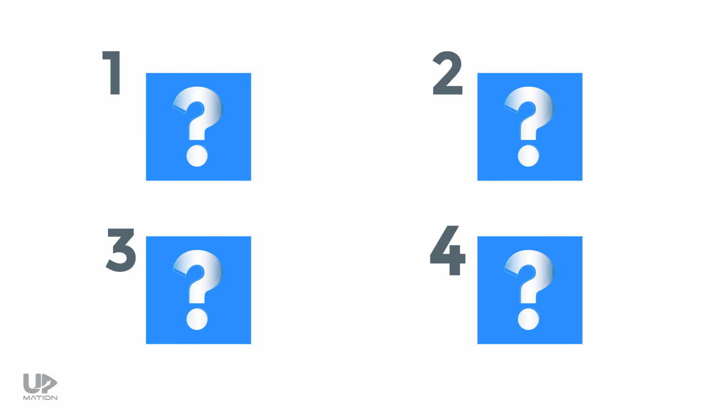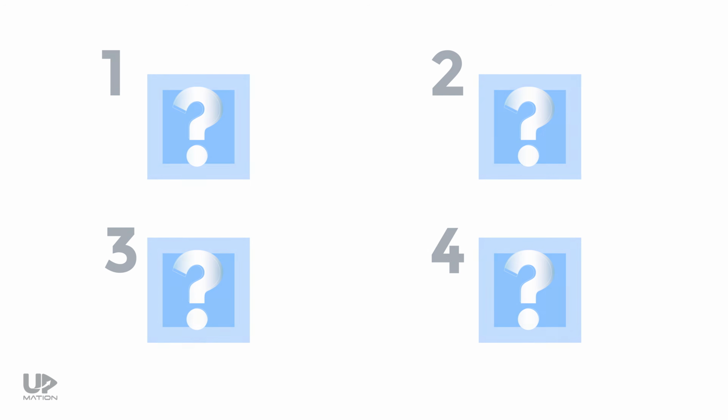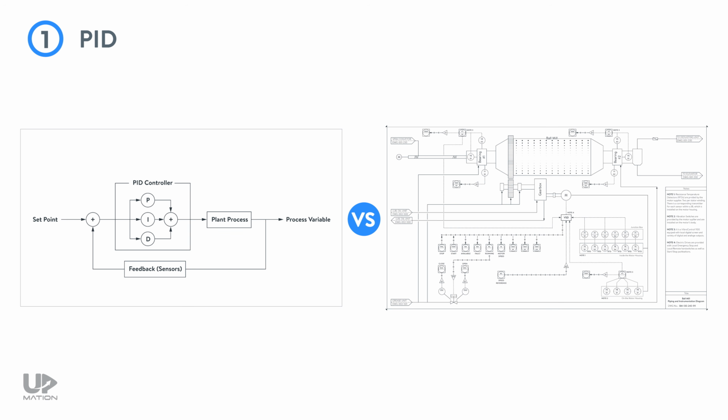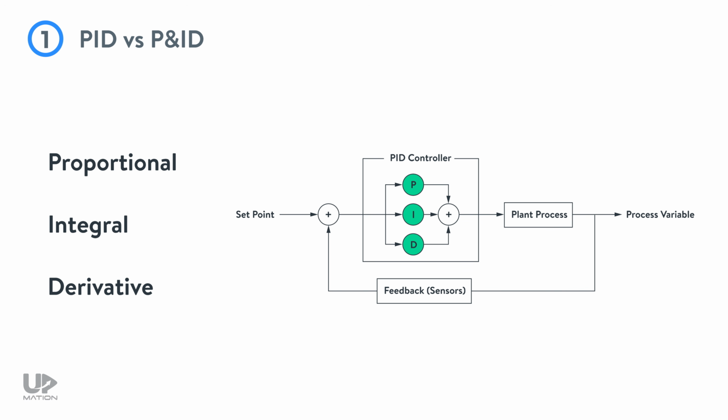Before we get started, let's clarify some common mistakes and ambiguities, mostly among students or junior engineers. First off, PID and P&ID are totally different things. PID stands for proportional, integral, and derivative, which are parameters used in algorithms for controlling the process loops.